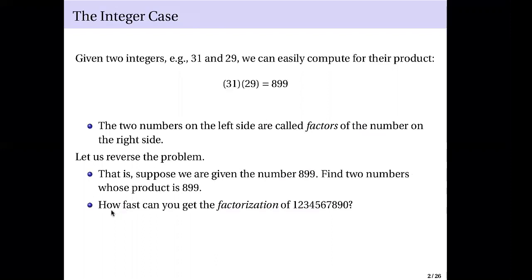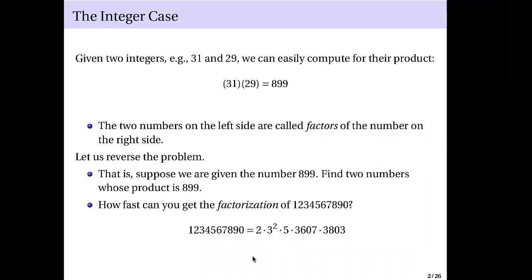So how about this? How fast can you get the factorization of 1, 2, 3, 4, 5, 6, 7, 8, 9, 0? 899 here is just a small number. And yet, if you started with 899, you will have to find the factors, or the factorization, of the number 899. But what about large numbers? How fast can we get the factorization of those large numbers?